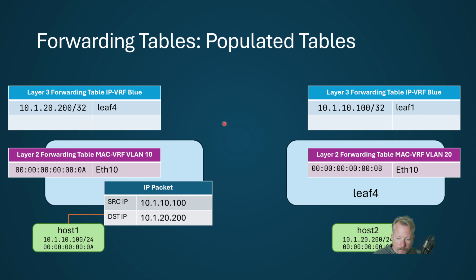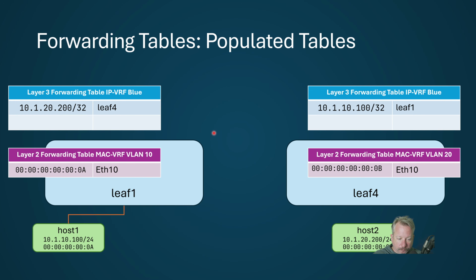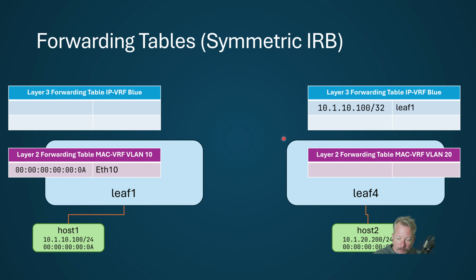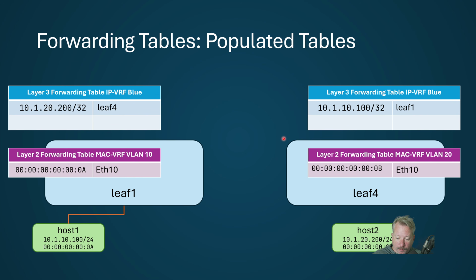So next, Leaf 4 will send a packet. It will get learned, and then it will also populate its table. Now notice Leaf 1 doesn't have its local /32, because it doesn't need a /32 locally because it knows where it is. Leaf 3 or Leaf 4 has the same thing. It knows where a remote /32 is, but it doesn't need to know what the local ones are.